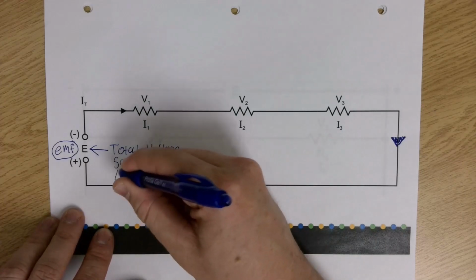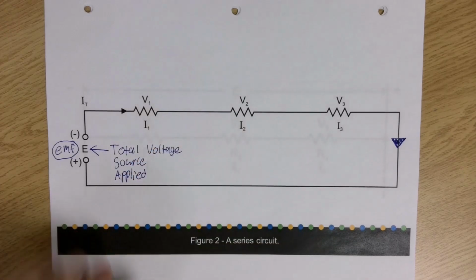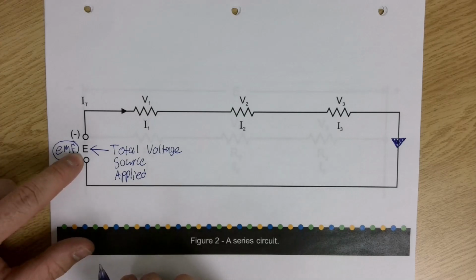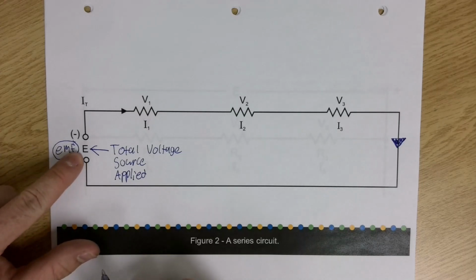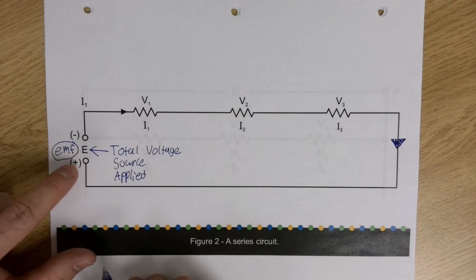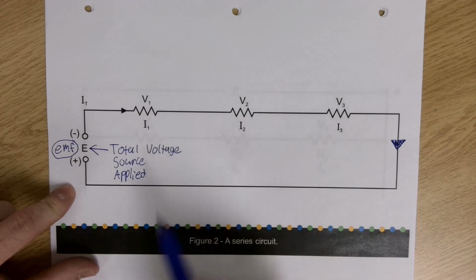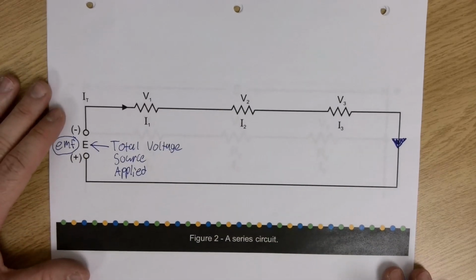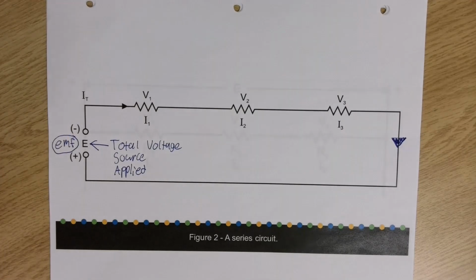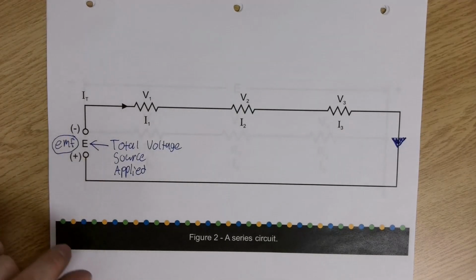You may also hear the E referred to as the applied voltage. So that's the total voltage in the circuit. That's the source of voltage or source of electrical energy in a circuit. It's also the voltage that is applied to the circuit. So those are the three ways you may see E referred to. I always like to touch on that. Sometimes they trip you up in questions by calling it something different.